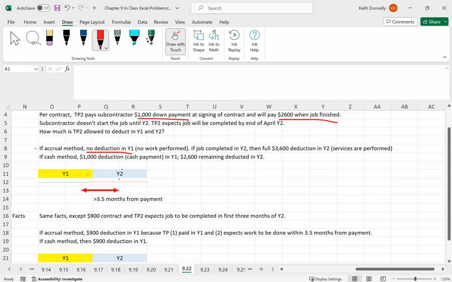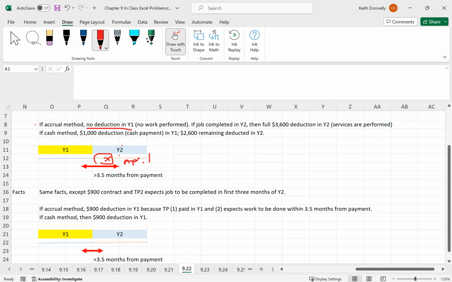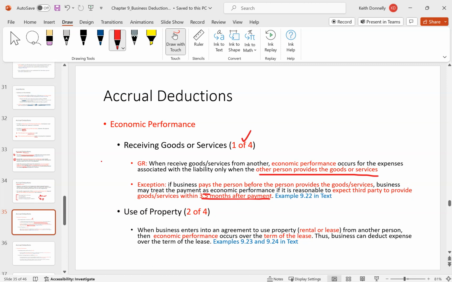You don't get the expense. Economic performance isn't met until the guy does the work. And here, whenever they complete it, that's going to be in April, which is after 3.5 months from the year of payment. So this is showing that you don't get the expense until the other person provides it. Here, they didn't provide it until year 2.